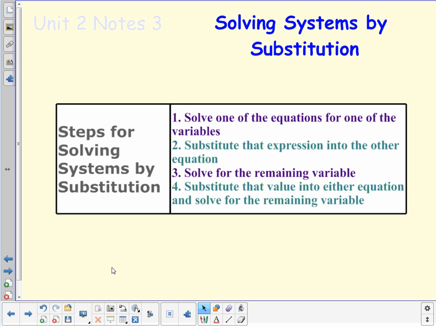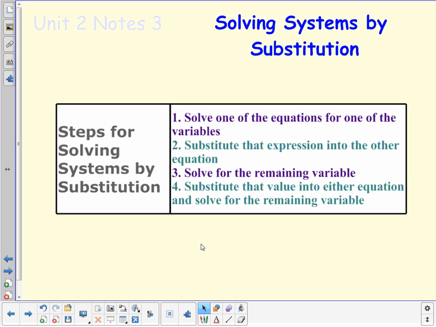So step number 1 is when we solve one of the equations for one of the variables. We need to get one variable alone. Typically, we used to always want to get y by itself so that we can graph. It doesn't matter with substitution which variable you start with. It could be y, it could be x. We just need one variable alone in one of the equations. That's where the substitution part comes into play. We're going to substitute the expression that it's equal to back into the other equation.